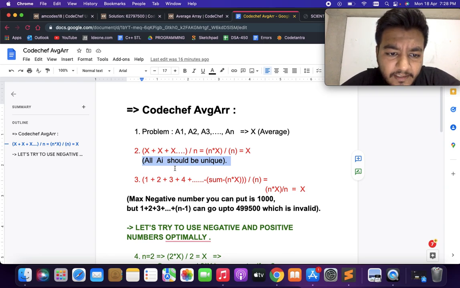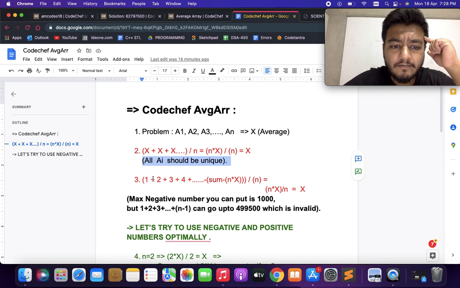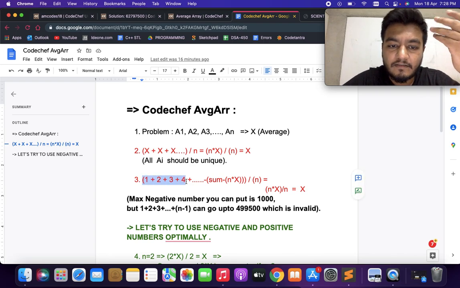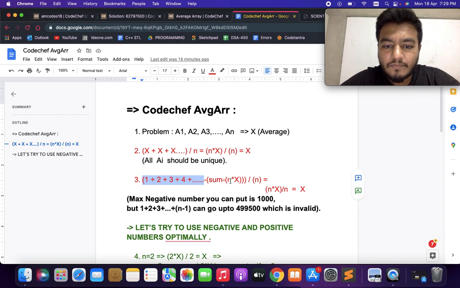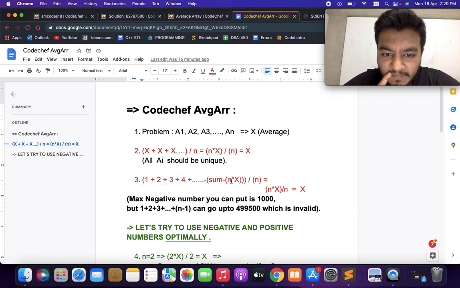The second thing that comes to your mind is, what if I keep on placing 1, 2, 3, 4 in sequence up till the n minus 1th place? You have to place n numbers. What if I place 1, 2, 3, 4 up to n minus 1? So the summation will be, let's assume that the summation of 1 plus 2 plus 3 plus 4 up till n minus 1 is this variable, sum.